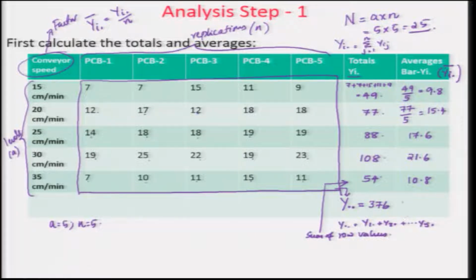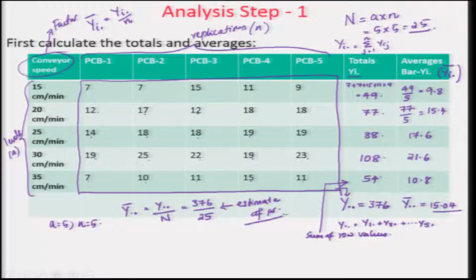And then I can calculate y dot dot bar, the entire average. Y dot dot bar is equal to y dot dot divided by big N. In this case it is 376 divided by 25, which comes close to 15.04. So, this is an estimate of mu, an estimate of the overall average.